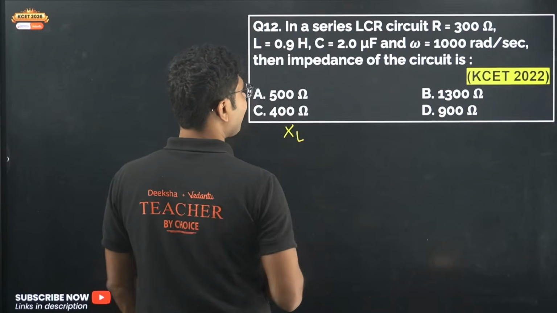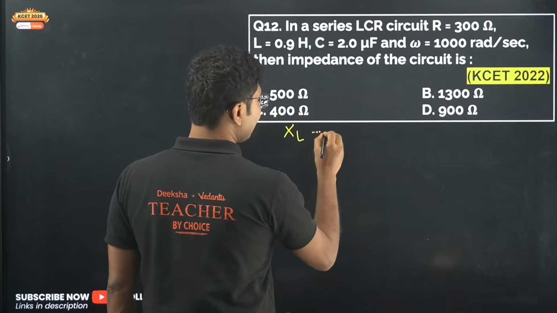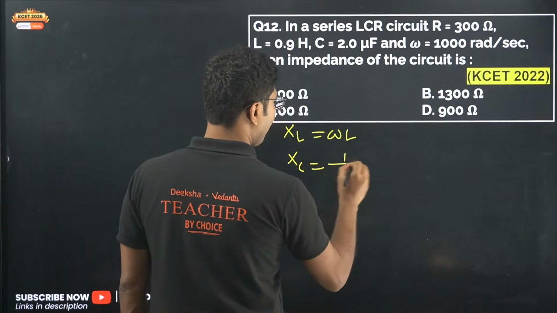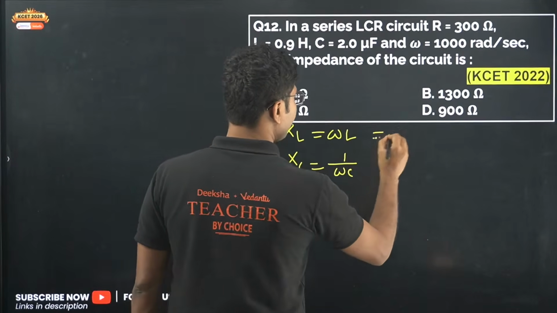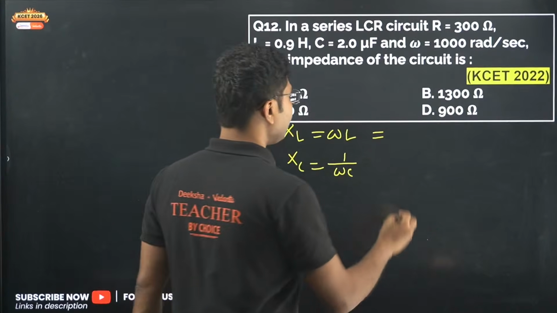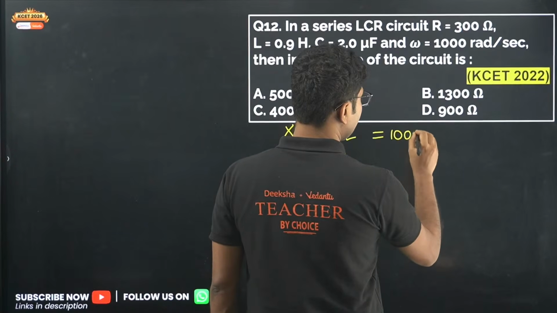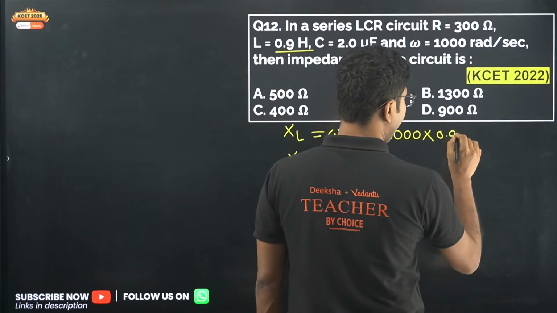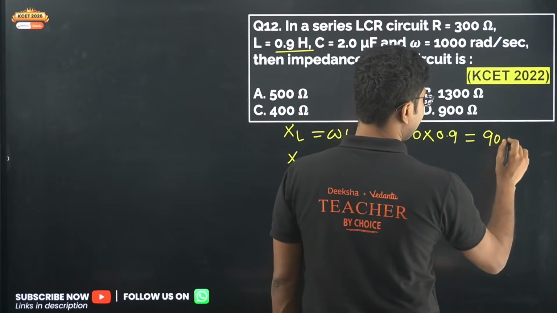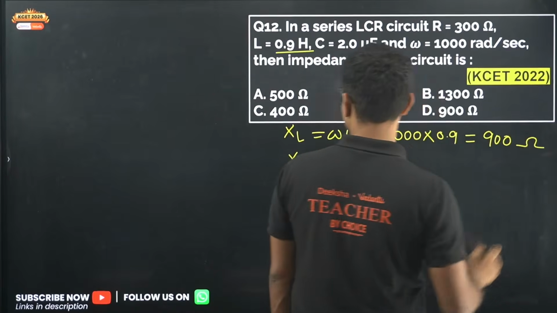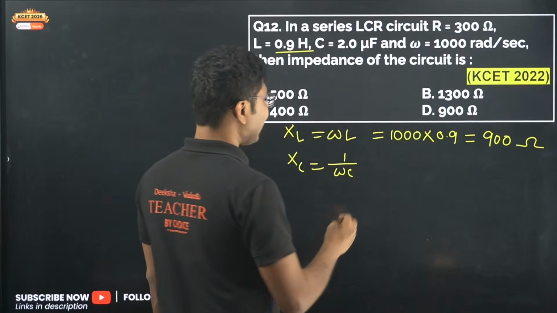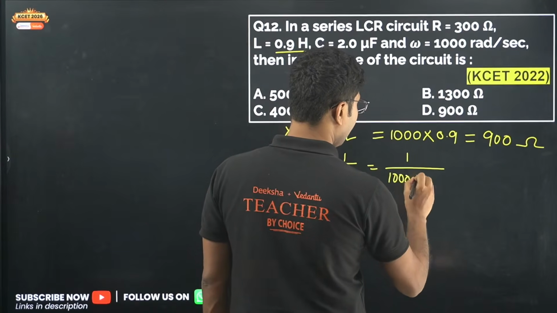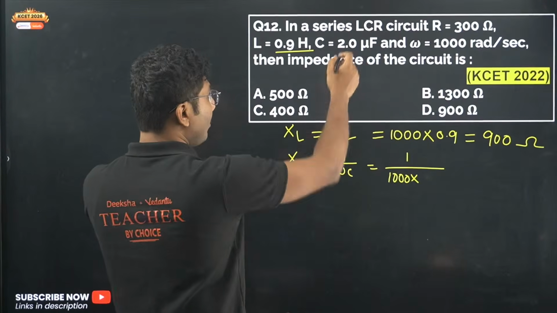So what is the formula for XL using omega? Easy formula, XL equals omega L, XC equals 1 upon omega C. So what is omega L? Omega is 1000 radian per second, L is given 0.9 Henry, so that is 900. So 900 is the value of XL. What is XC? XC is obviously 1 upon 1000 into C, which is 2 microfarad.